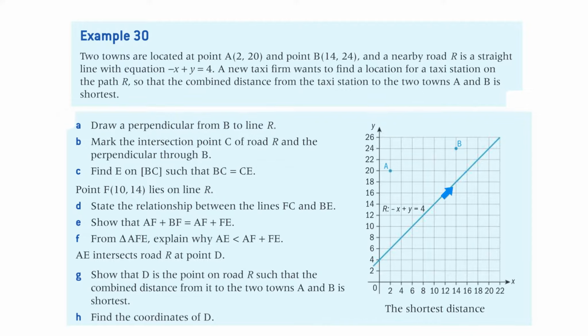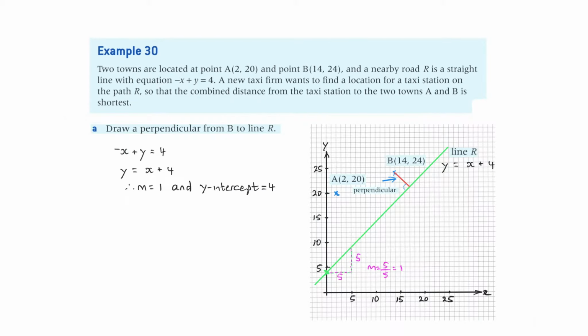So this along here, this is path R or road R here, got B and A. They want to find a point on this line where this distance plus this distance is the shortest. A, draw a perpendicular from B to line R.